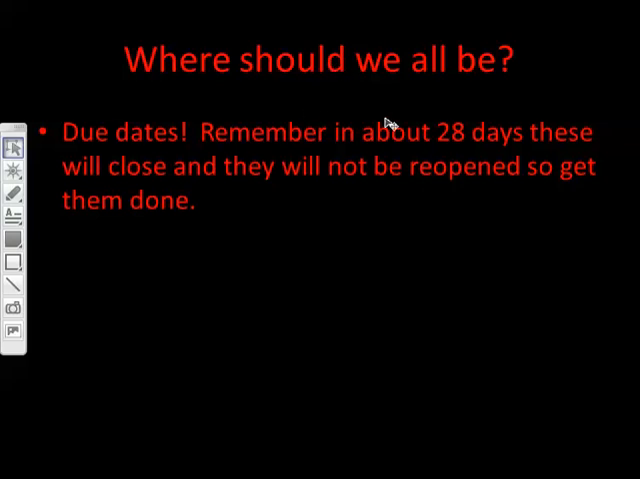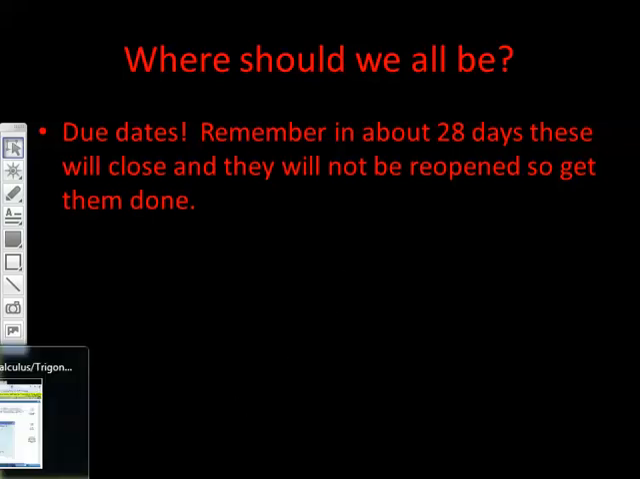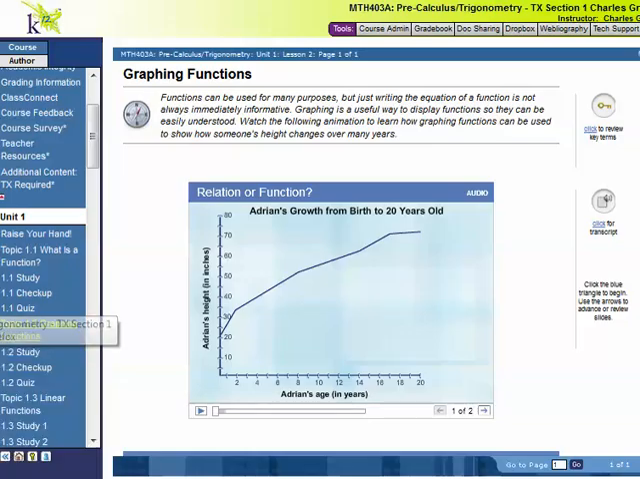Just a reminder: we've got 28 days until the assignments close and lock up. So you need to make certain you get them done well in advance of that time frame. You don't want to get stuck getting a zero on something, and having it stick with your grade all the time. Okay. Here we are in the course again.